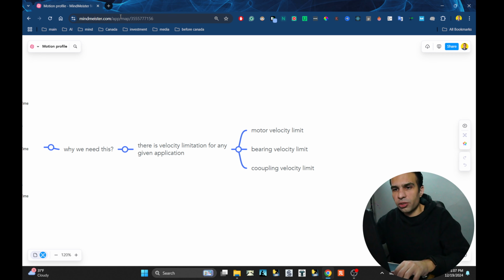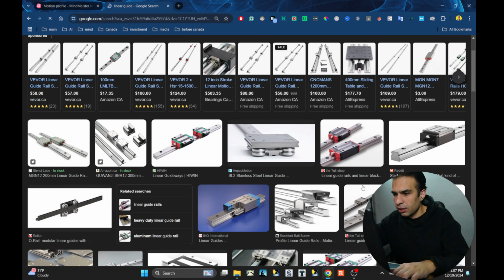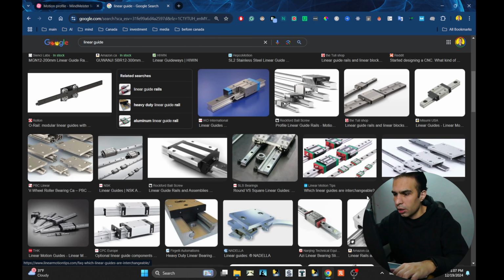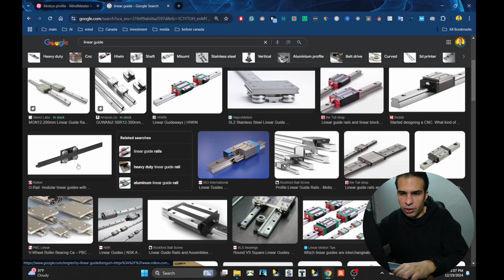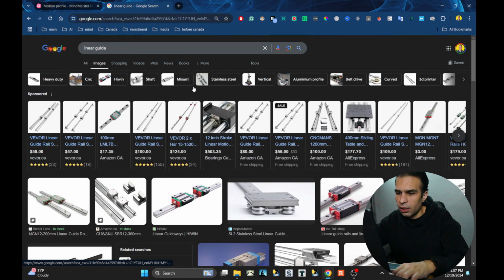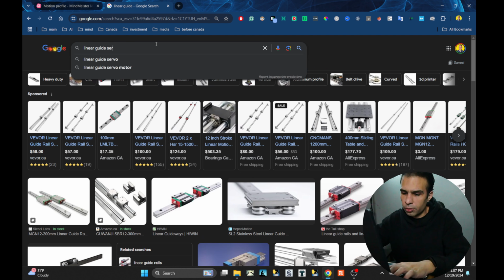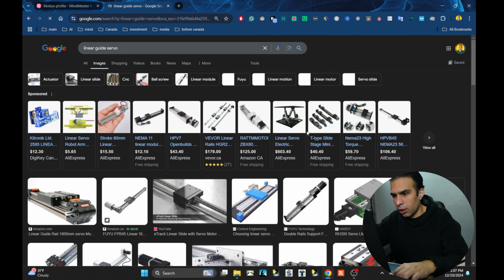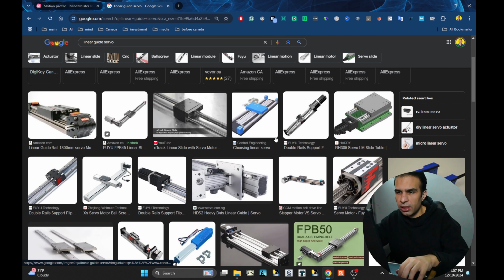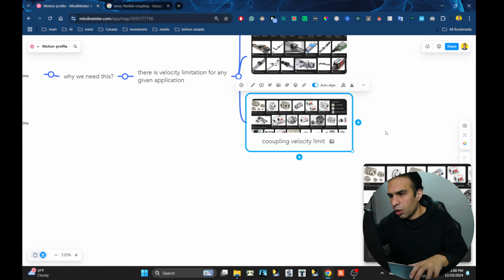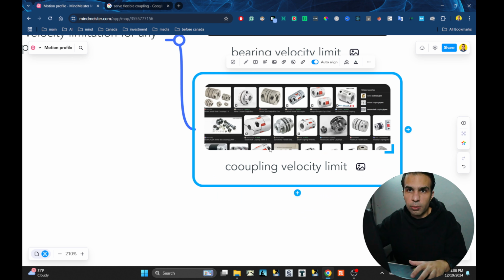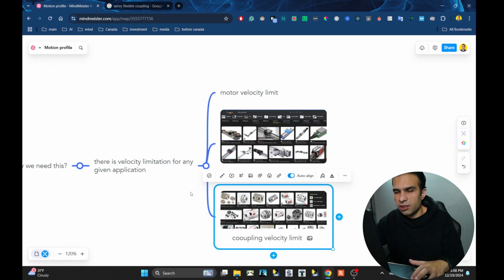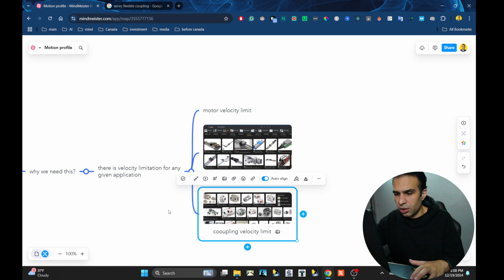So let me show you what a linear guide is first. This one is a linear guide. When they want to achieve a linear movement, they need these things. So let me show you which servo. When they want to do a linear motion, they have something like this. Or you have couplings like this to connect your motor to, for example, a wheel or whatsoever. So for robotic stuff, you need to have these things to transfer the power from one thing to another.